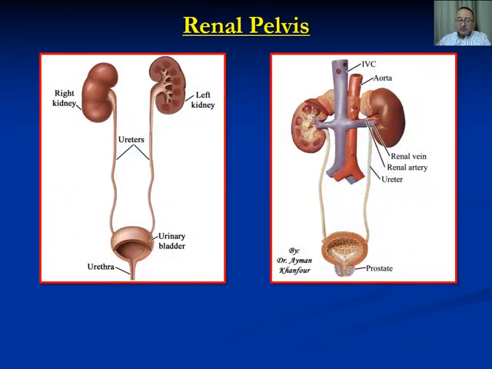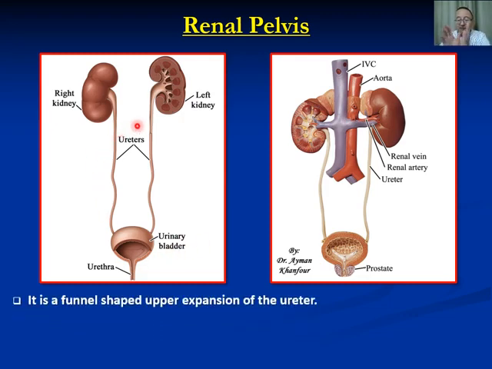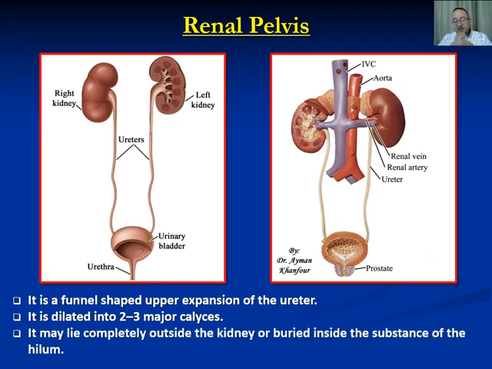Now, we mentioned before the word renal pelvis. What's meant by renal pelvis? Yes, it is a funnel-shaped part of the ureter, which is slightly wider. It is formed by the aggregation of what's called major calyces, which are part of the collecting system of the kidney. It has variations. Sometimes it may be embedded inside the kidney, or outside the kidney, or partially inside and partially outside the kidney.